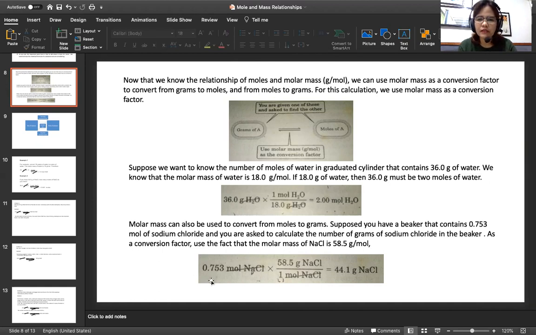So this is your given from earlier, right? You want to convert this to grams, so you need to put it here. Then automatically, you have to use the unit mole of sodium chloride at the bottom of this. And 58.5 is what you computed as the formula weight of sodium chloride. So you cancel this and then you multiply 0.753 by 58.5 grams. Then you get 44.1 grams of sodium chloride. Meaning, 0.753 mole of sodium chloride is equivalent to 44.1 grams of sodium chloride.